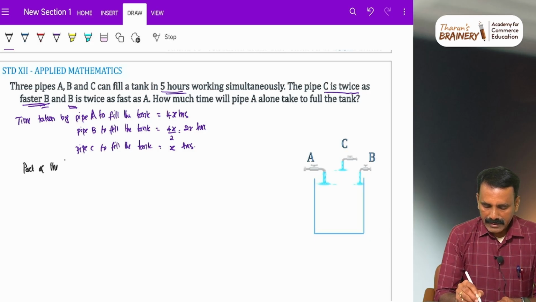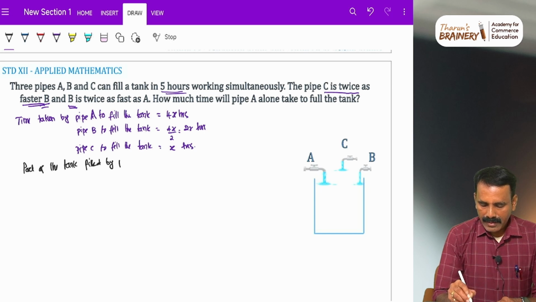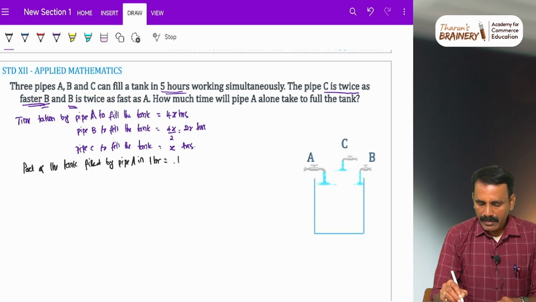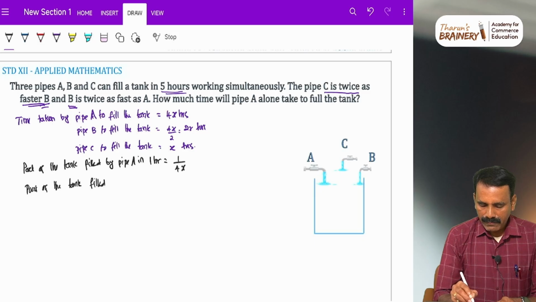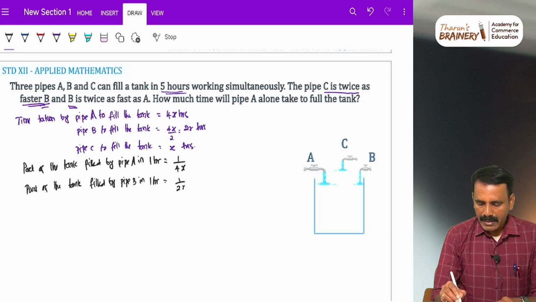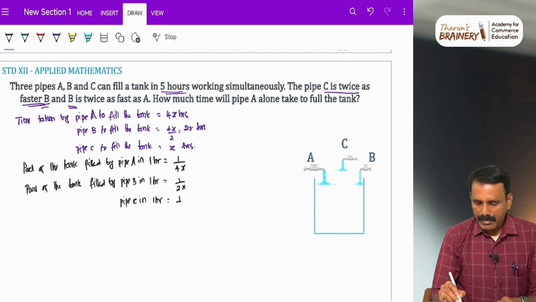Part of the tank filled by pipe A in 1 hour will be 1 by 4x. Part of the tank filled by pipe B in 1 hour will be 1 by 2x part, and pipe C in 1 hour will be 1 by x.